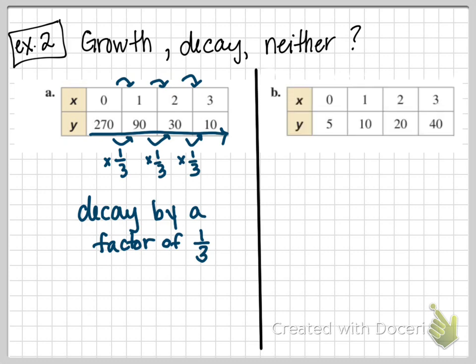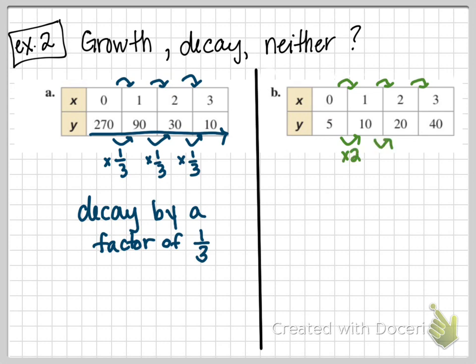Let's look at this one. Growth, decay, or neither. Okay, first, is x going up by a constant amount? Okay, good. So then we can continue. This is check. What about this? Is this exponential growth, exponential decay, or neither? Growth. How do we know? It goes up constantly by 2.